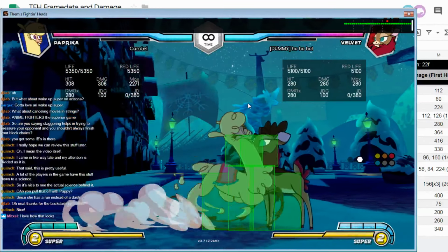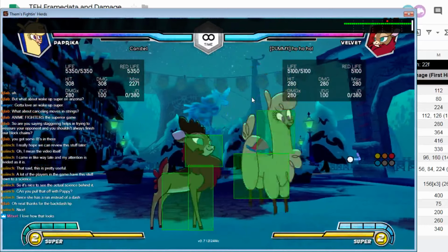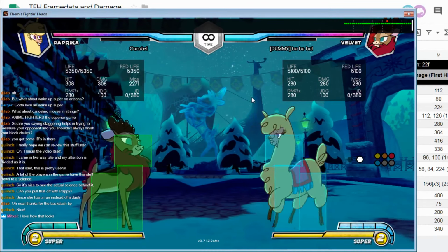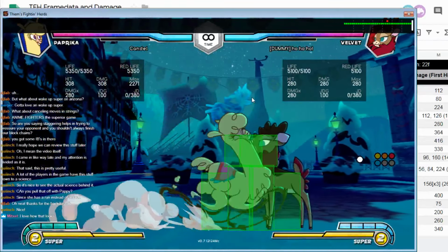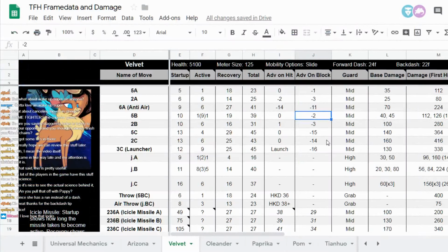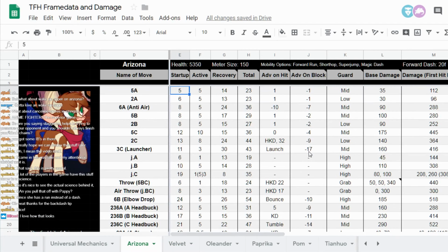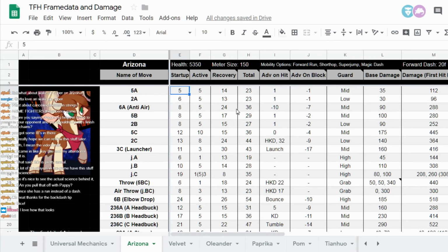The intention of the stream was to explain how to read the frame data, but it's more about how to understand what the frame data means, and how it is significant. That's what I'm trying to get across here: these numbers are very significant to the core mix-up of the game. It's important to understand when things are punishable, what your fast normals are, and what staggering is and how these normals work.